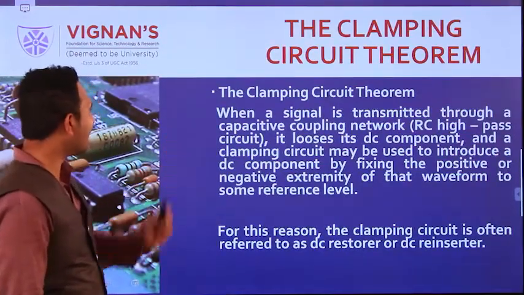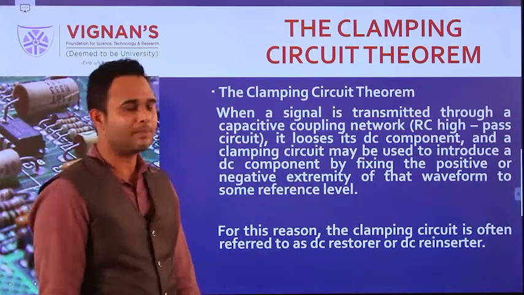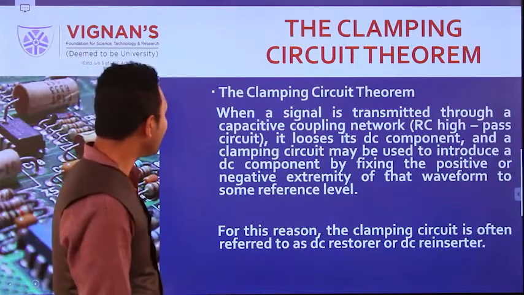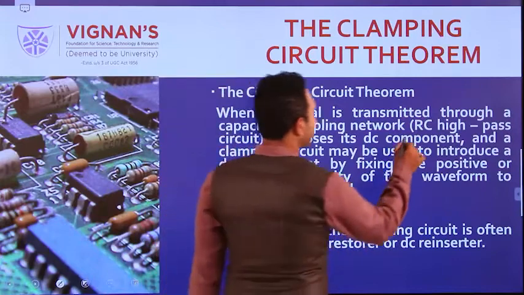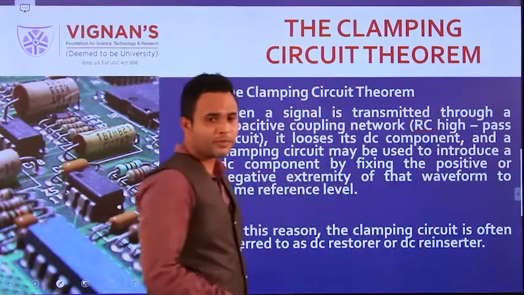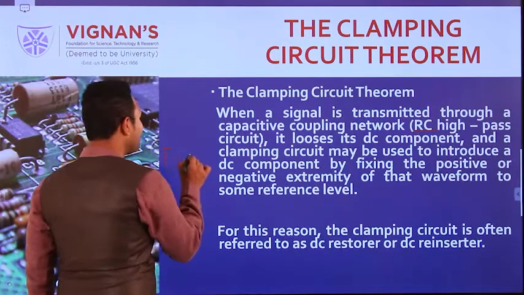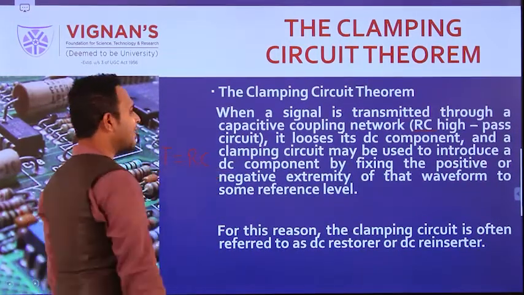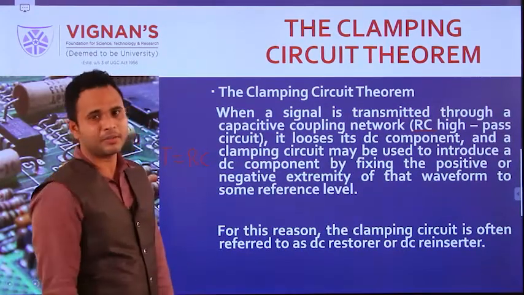Now the clamping circuit theorem. This is also a basic definition only. Here we have to know about the RC time constant. Generally the time constant tau is equal to R into C.